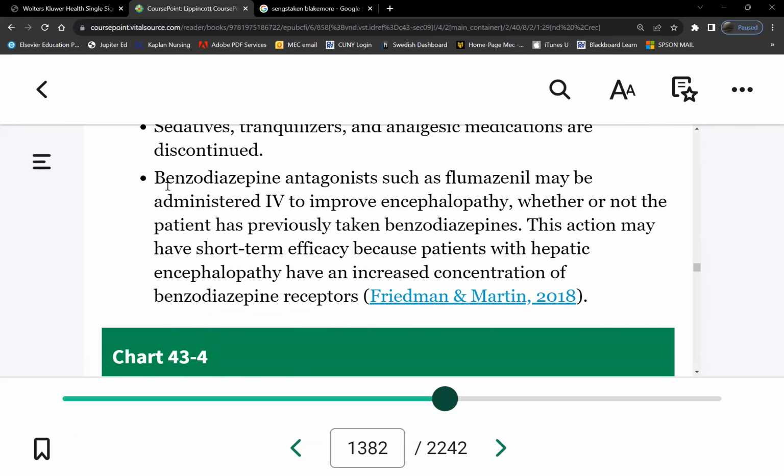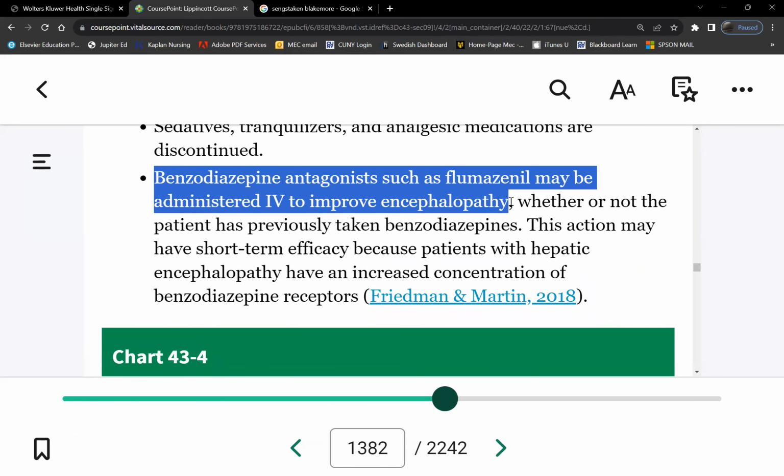Here's another one, but we don't do this routinely. Let's say the patient really has a severe episode, then we can give this.